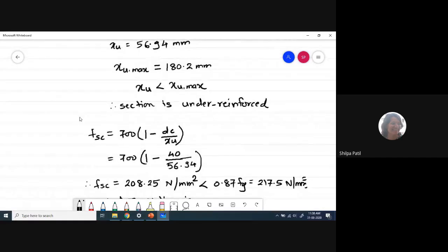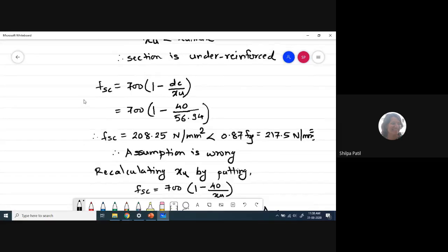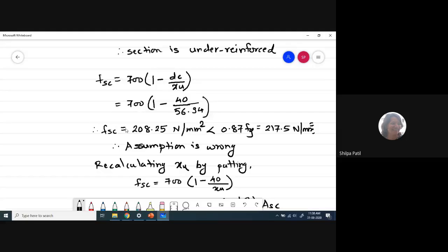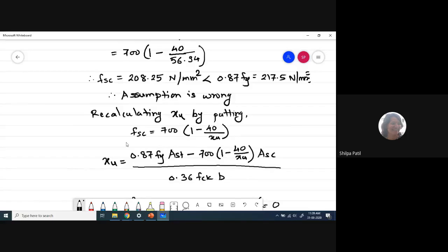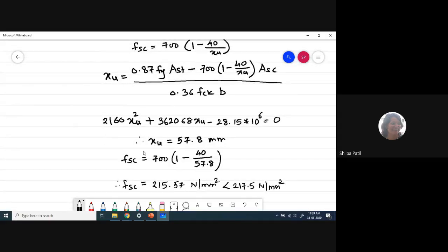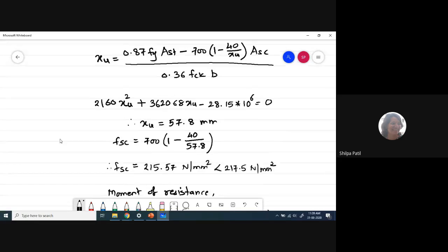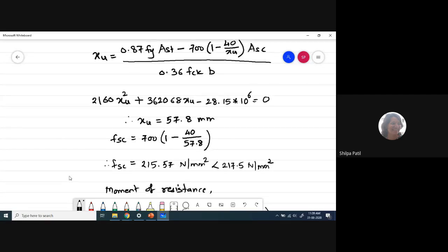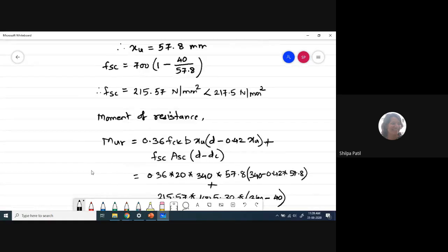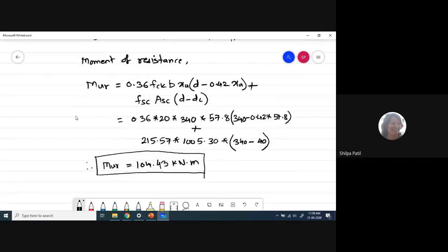In this problem, we first calculated XU. Compared with XU max, we found that the section is under reinforced. Then we calculated FSC for the calculated XU value. We compared FSC with 0.87 FY and found that it is coming less than 0.87 FY. So our initial assumption is wrong. So we recalculated XU by putting FSC in terms of XU. We got one quadratic equation. We solved it to get the XU value, which is 57.8. Again, we calculated the correct value of FSC, and these two values we finally put into the moment of resistance equation to find out MUR.